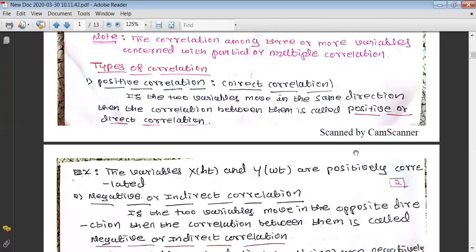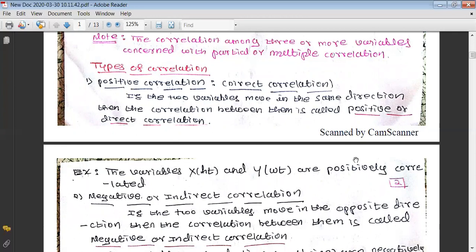And in simple correlation, mainly we find three types of correlation. One is called positive or direct correlation. One is called negative or indirect correlation. And one more is called zero correlation. Then what is this positive correlation? If the variables under consideration move in the same direction, then we say that the correlation between them is a positive correlation or direct correlation.